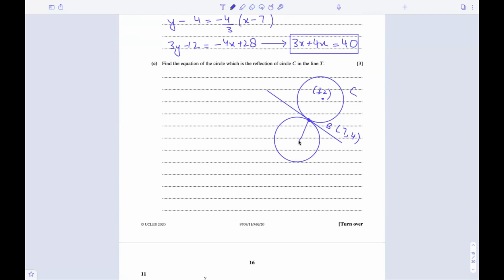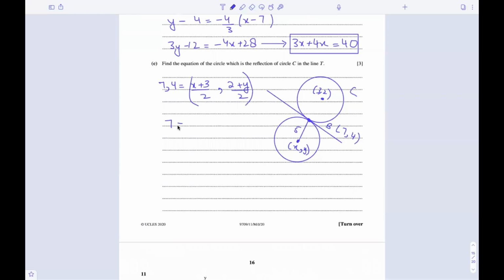Now we know that the radius of this circle would also be 5. We just need to know the center of this other circle, which is a reflection of the circle C. Now we know that B is the midpoint from the center of the first circle to the center of the second circle. So we can say that 7, 4, which is the midpoint, and let's say the center of this circle is x, y, is basically equal to x plus 3 upon 2, comma 2 plus y upon 2.